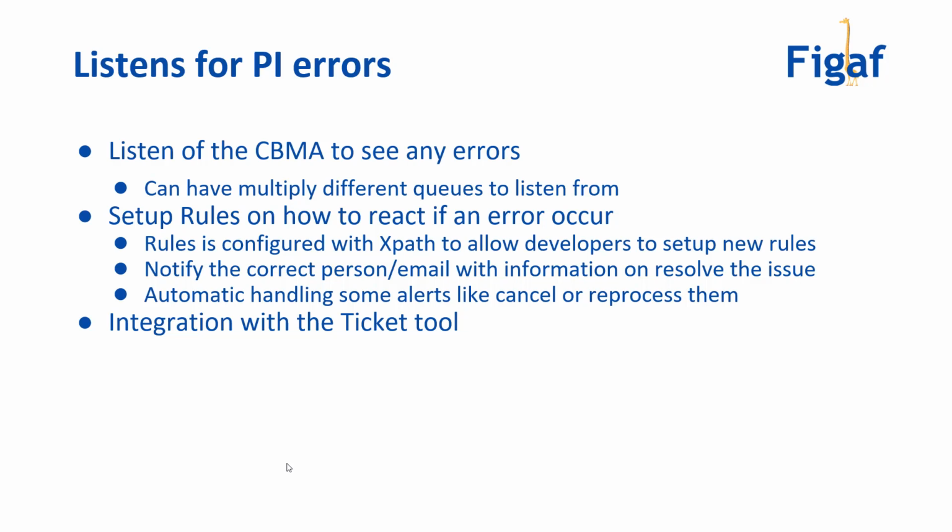So you have an XPath, you can say, okay, I got this alert, then you'd use that as a template and then you can write who should be contacted for this. If you know it's the business person that needs to be involved, you can just take his email, put it into the tool, and send the alert directly to him. You can also cancel or reprocess some of the messages if they are required to do that. And then it integrates with the ticket tool.